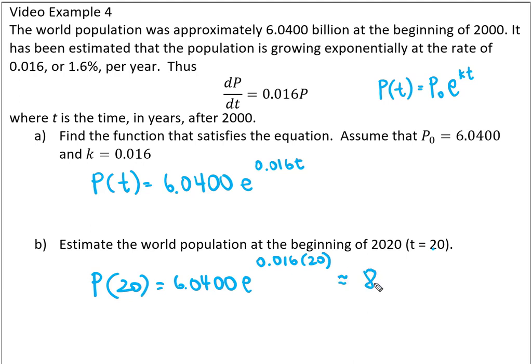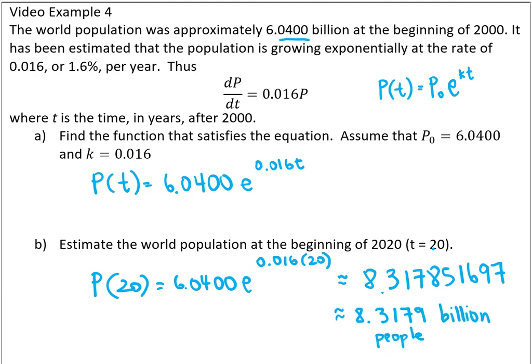Using the calculator, I got 8.317851697. Now that's too many digits. Let's count how many there were here. If we have 4 digits after the decimal point, that's what we want to replicate. So we're going to say 8.3179 billion people. You always want your answers to be in the same format that your question was, which is why they included 4 decimal places, even though some of those were zeros and weren't technically necessary. They included that many spaces to tell you as a clue how many spaces you need in your answer.